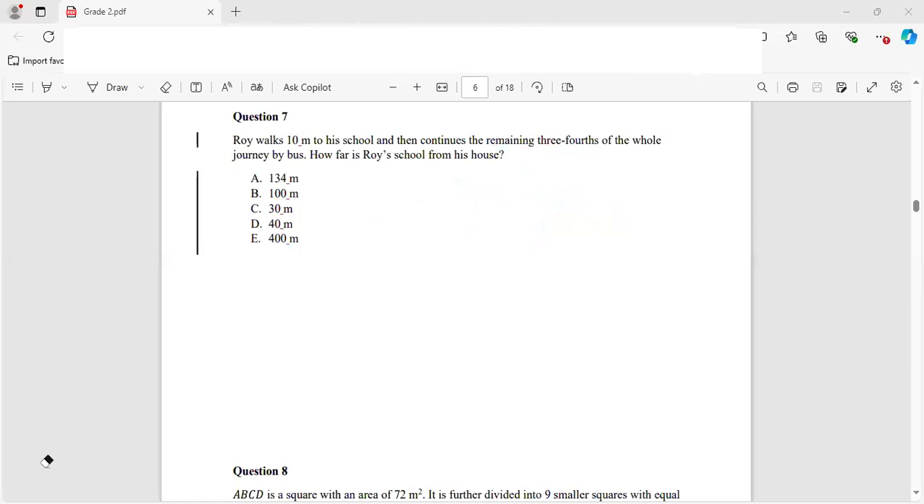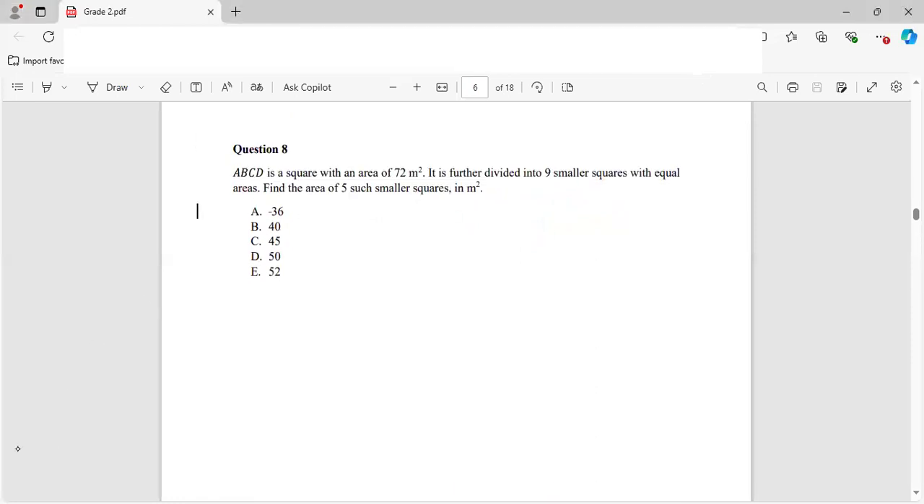Okay, then let's move on to question number 8. ABCD is a square with an area of 72 meters square. It is further divided into 9 smaller squares with equal area. Find the area of 5 such smaller squares. So we just do 72 divided by 9, which is 8. And we have to find the area of 5 of such smaller squares. So which is 40. So my answer for question number 8 is 40, option B.